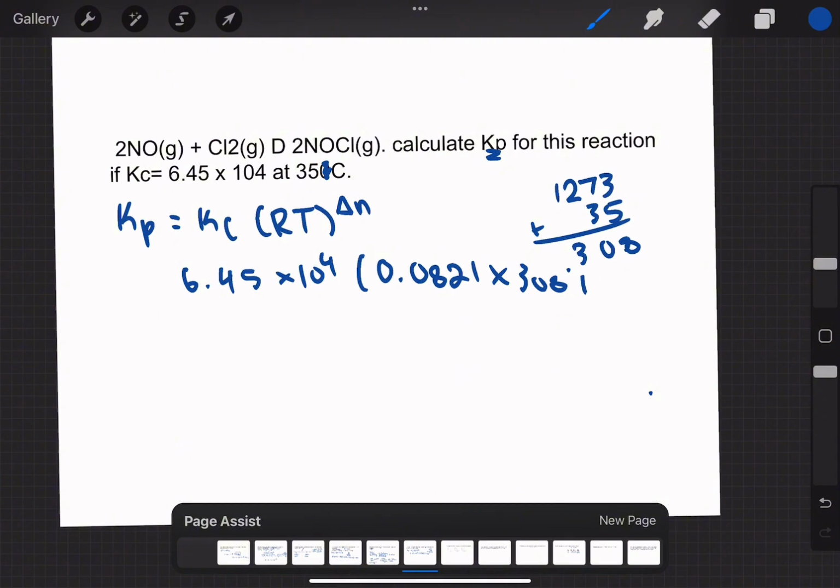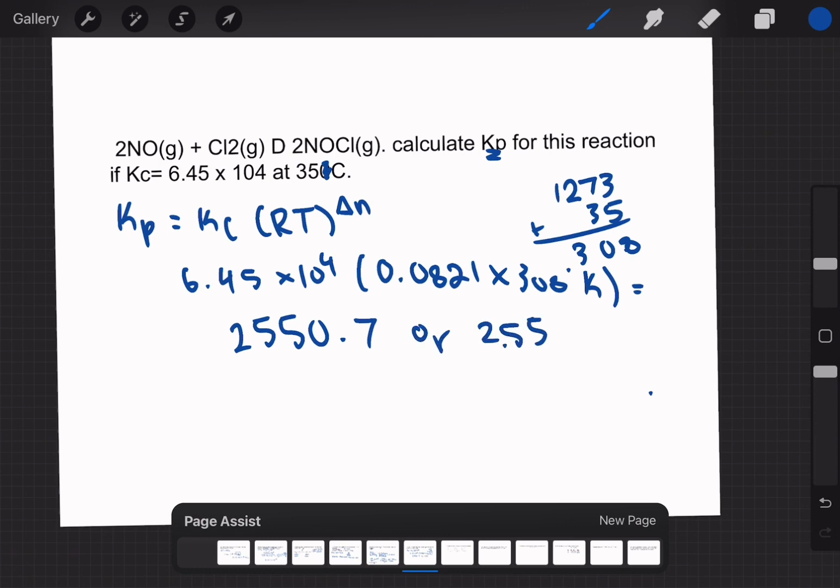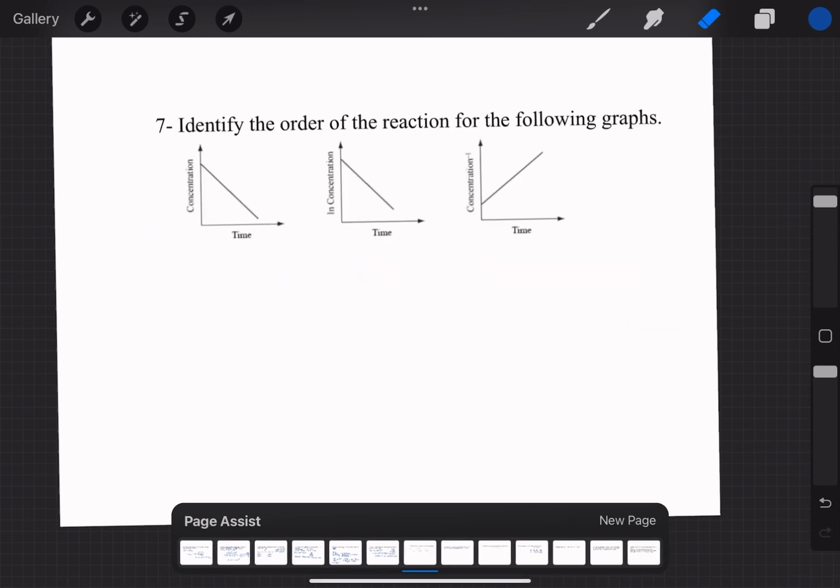Alright, and all you do from here is just type this onto your calculator. It's super simple. So your answer can be 2,550.7 or 2.5507 times 10 to the power of 3. Once again, it's a very simple question. Take a moment to try to find it on your own.